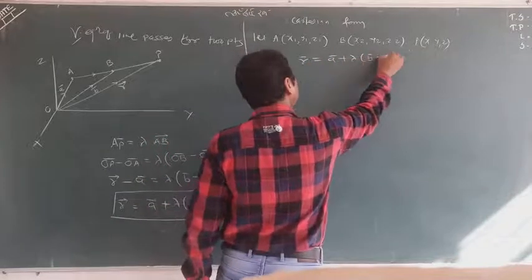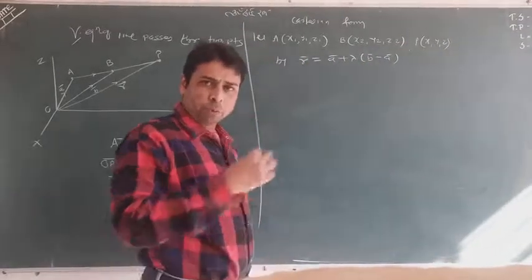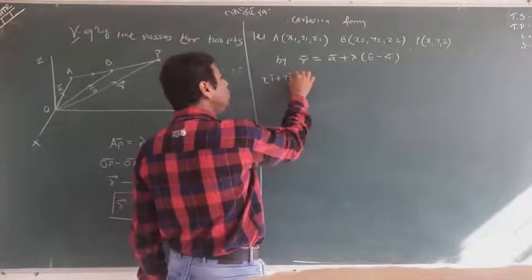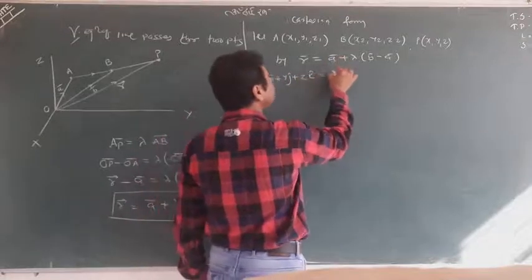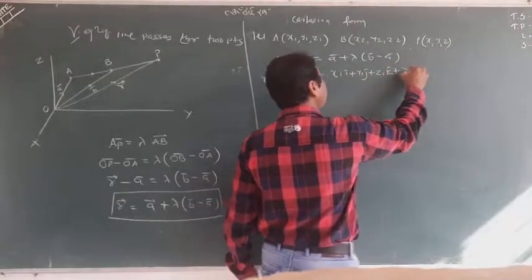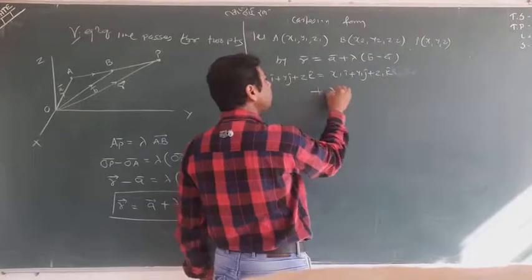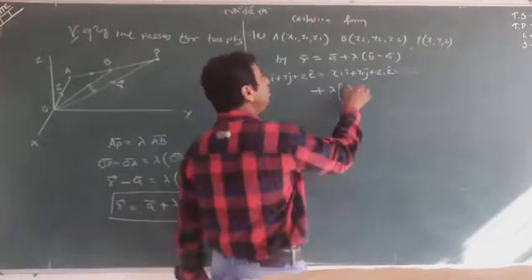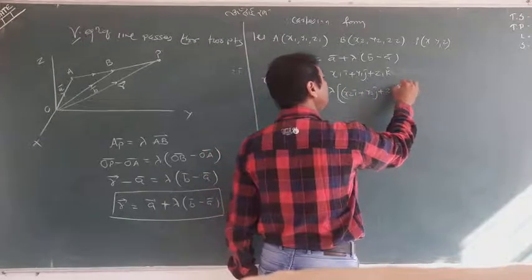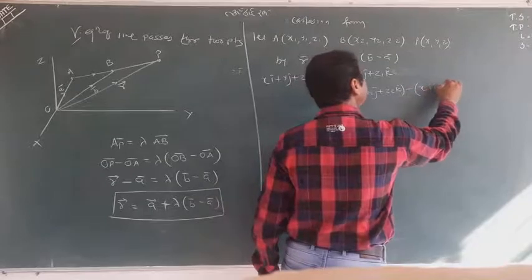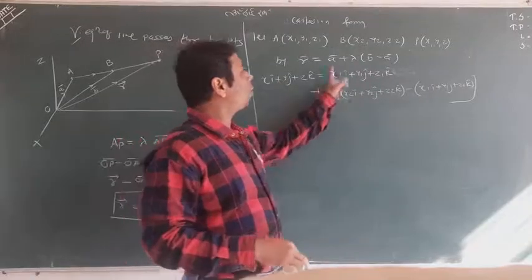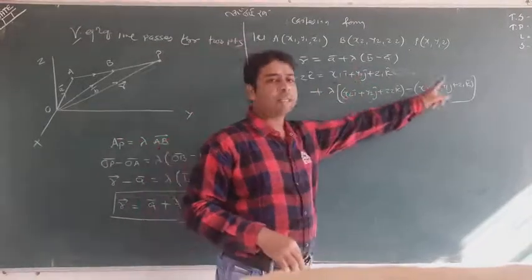This is the vector form. I will take the help of the vector form to convert it into Cartesian form. So R equal to xi plus yj plus zk equals A, which is x1i, y1j, z1k, plus lambda times (B minus A). What is the meaning of B minus A? B means x2i plus y2j plus z2k, minus x1i plus y1j plus z1k. This is R equal to A plus lambda (B minus A).